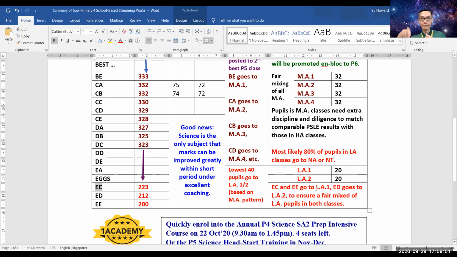So they do like to spread out evenly. So this method is to ensure there's a fair mix of LA pupils in both classes. And the good news, which I'm going to share with you, is this. Just listen carefully. Science is the only subject that marks can be improved greatly or significantly within a short period of time under excellent coaching. So I have done that for many students over the past years of establishing my learning center, One Academy.